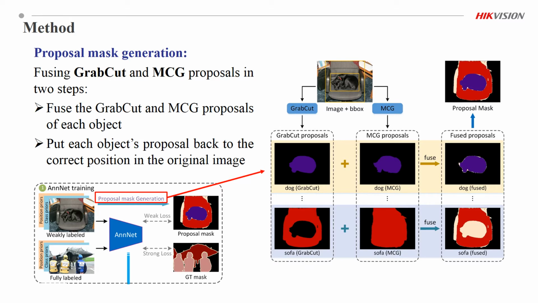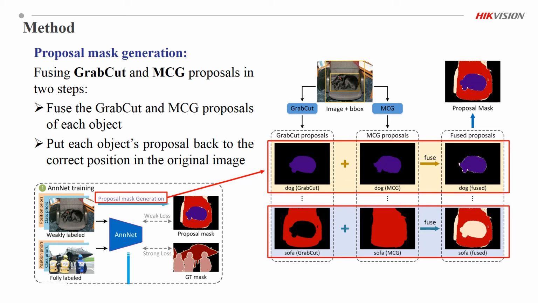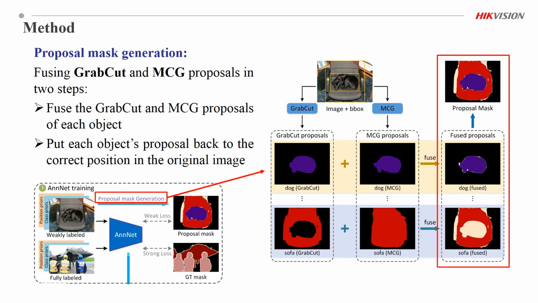To train the annet using weakly labeled images, it's necessary to obtain pixel-level labels from bounding boxes. We use graph-cut and MCG to get proposals of each object, and fuse the graph-cut and MCG proposals in two steps. First, we fuse the graph-cut and MCG proposals for each object. Then we put each object's proposal back to the correct position in the original image.